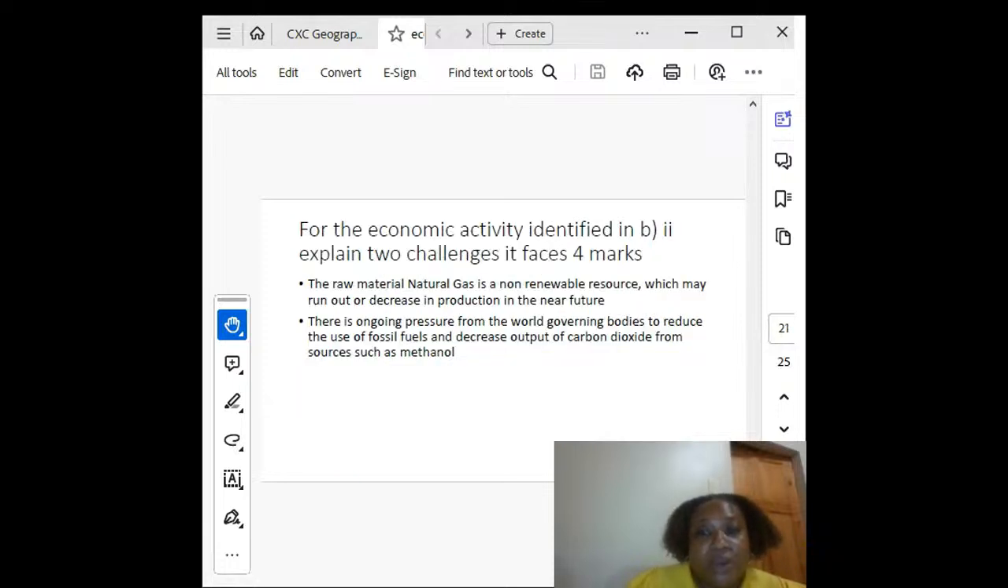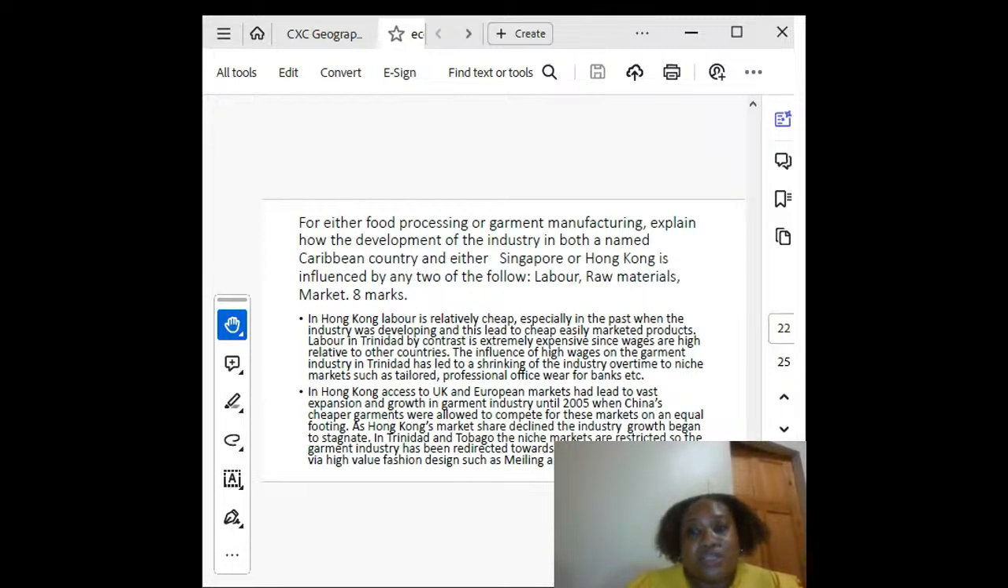So you would see here ongoing pressure from the world government bodies to reduce the use of fossil fuels, and this is in light of climate change, right? And the greenhouse gases. Remember, CO2 is a greenhouse gas. So that now becomes a problem in terms of the greenhouse gases, right? So that is a challenge because if they continue to put out these bans or pressures, then of course we're going to lose revenue as people move to alternatives.